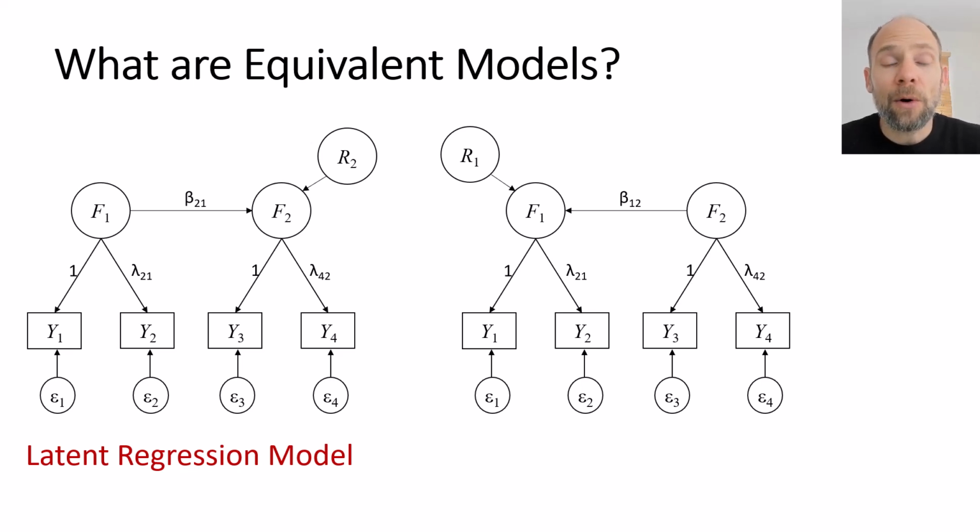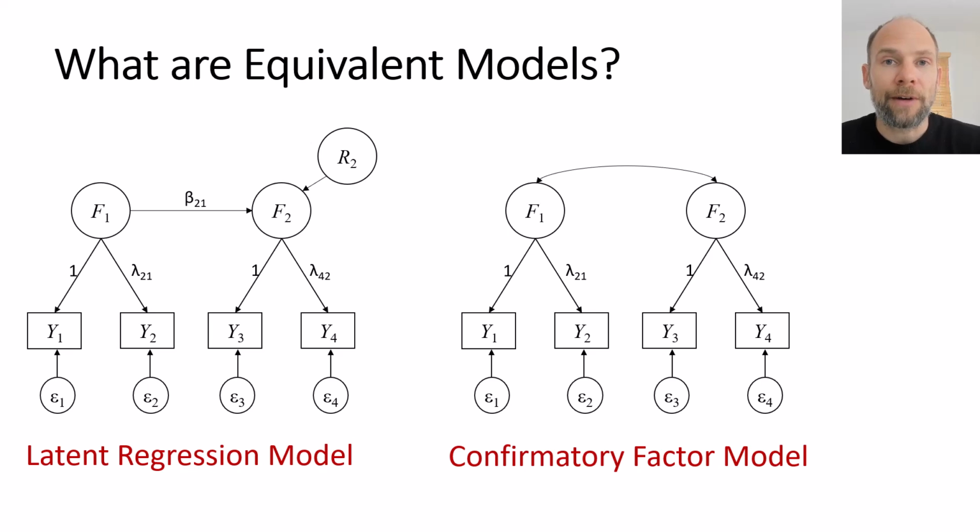Now, this is not the only model on the right here that is equivalent to the model on the left, and I want to show you some additional models so you can see that this issue is actually much broader than just about whether the causal direction is one way or another way in a structural equation model. Another model that the model on the left is equivalent to is a simple confirmatory factor analysis model where the two factors are simply correlated.